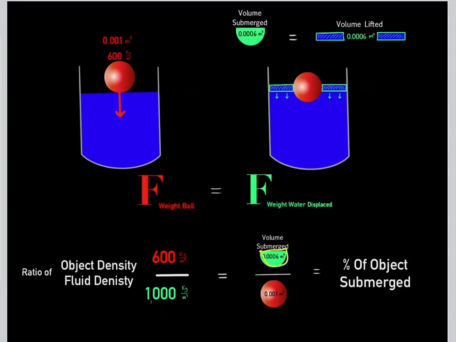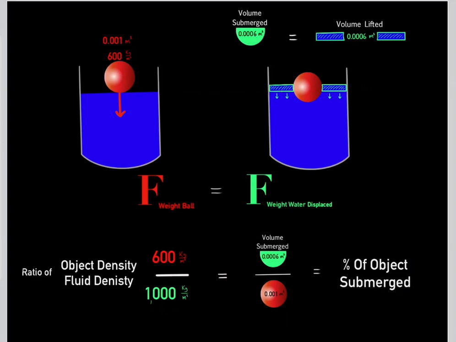So if the volume of the ball that's been submerged was 0.0006 meters cubed, and the total volume of the ball was 0.001 meters cubed, then this tells us the volume of the ball submerged. So again, the ratio of the density of the object divided by the density of the fluid tells you the percentage of the object that will be submerged.